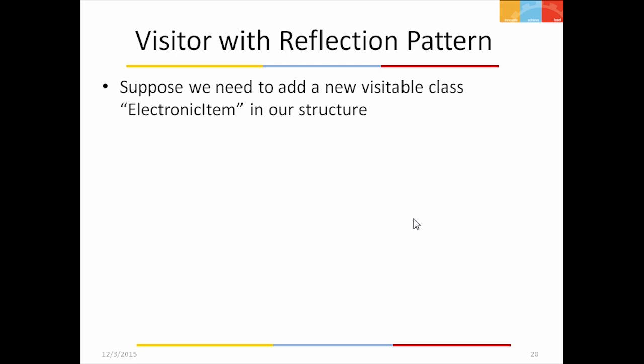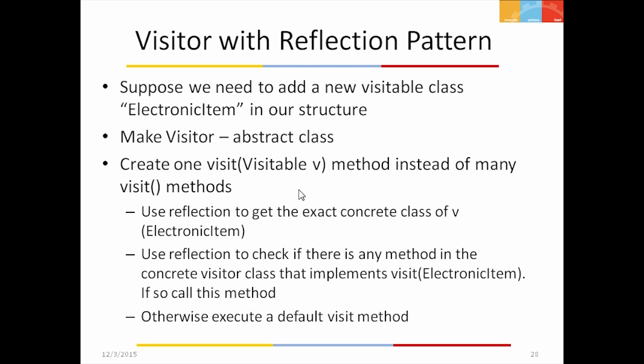Suppose we need to add a new visitable class, electronic item, in our structure. Make the visitor an abstract class and create one visit method instead of many visit methods. Just create one. So use the reflection mechanism to get the exact concrete class of V. In this case, suppose it's electronic item. Use reflection to check if there is any method in the concrete visitor class that implements this visit method. If so, it can call this method, or else it executes a default visit method.